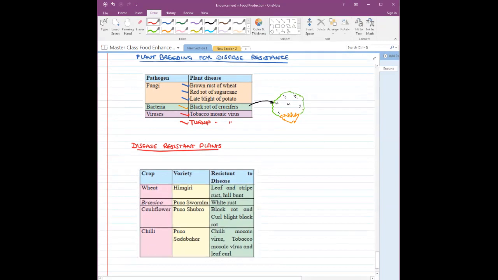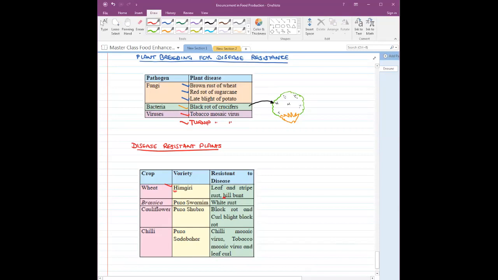Okay, first of all, we have wheat. Wheat, it is Himgiri. The name of the variety is Himgiri. And what is this going to be resistant against? Leaf and stripe rust and hill bunt. Very, very important, guys. Just remember, if you forget, just remember Himgiri, hill bunt. Just remember it this way.